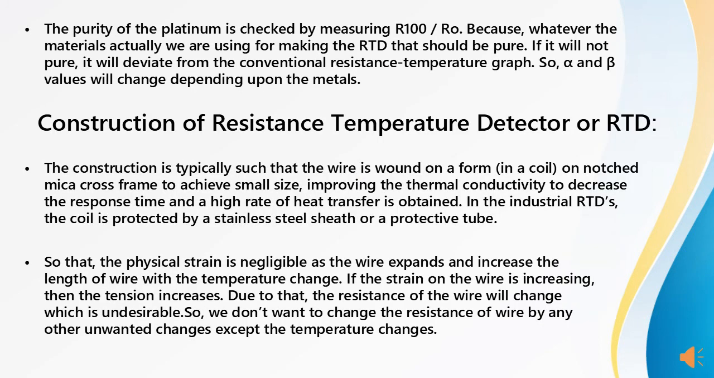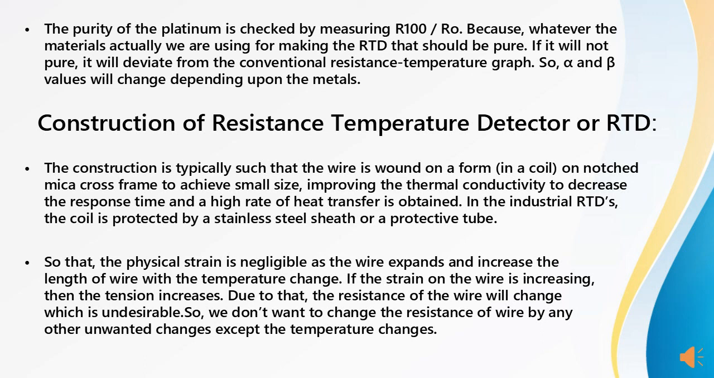The purity of the platinum is checked by measuring R100 by R0, because whatever the materials we are using for making the RTD, that should be pure. If it is not pure, it will deviate from the conventional resistance temperature graph. So alpha and beta values will change depending on the metals.